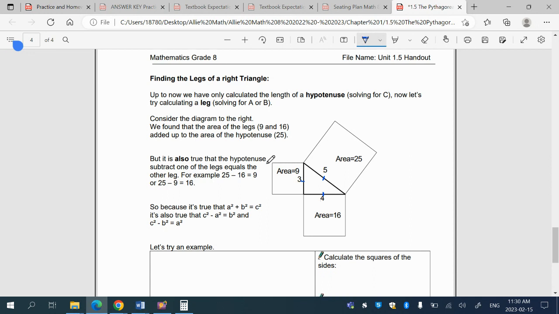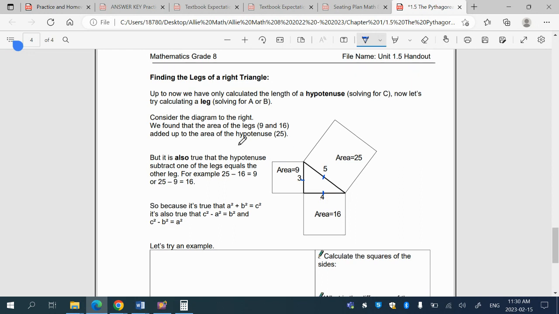We found that the area of the legs, 9 and 16, added up to the area of the hypotenuse. Okay, so if this is 3, this is 4, the area would be 4 times 4, which is 16. Here, if this is 3, that means this would be 3, that's 3, that's 3. The area would be 3 times 3, or 9. And this side, 5, the area of this, 5 times 5 is 25. We found that if you add 9 plus 16, you get 25.